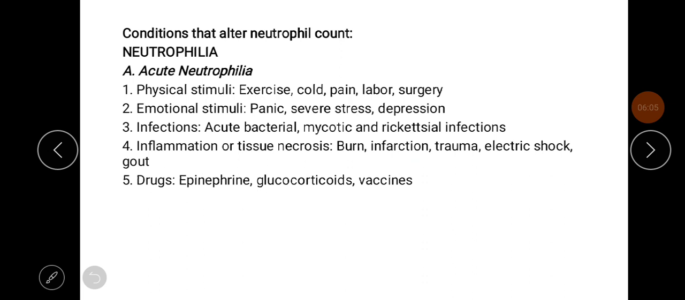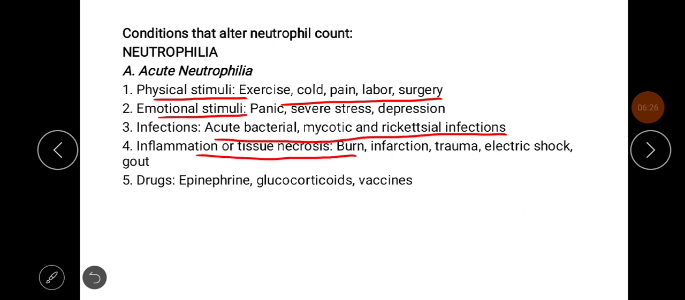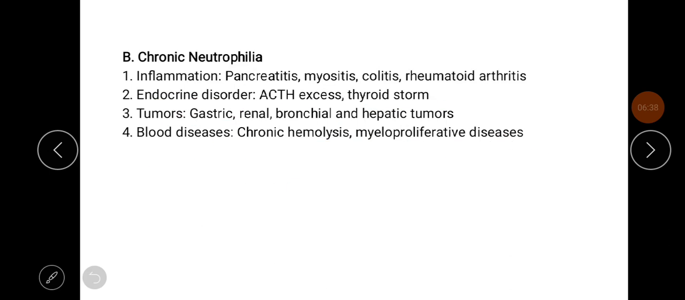Neutrophilia is an increase in the neutrophil count. Acute neutrophilia causes are physical stimuli like exercise, cold, pain, labor, surgery, emotional stimuli, panic, severe stress, depression, acute bacterial, mycotic or rickettsial infection, inflammation of the tissues, and tissue necrosis because of burns, infarction, trauma, electrical shock, and gout. Drugs like epinephrine, glucocorticoids, and vaccines can cause an increase in the neutrophil count.